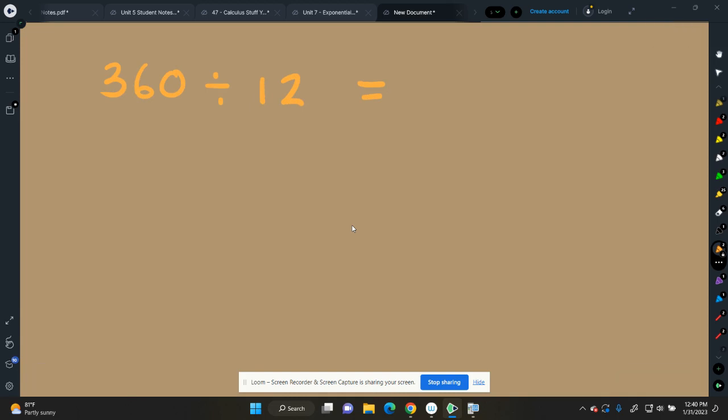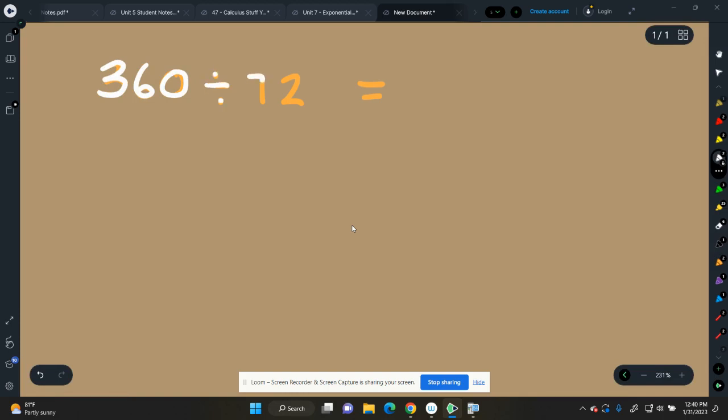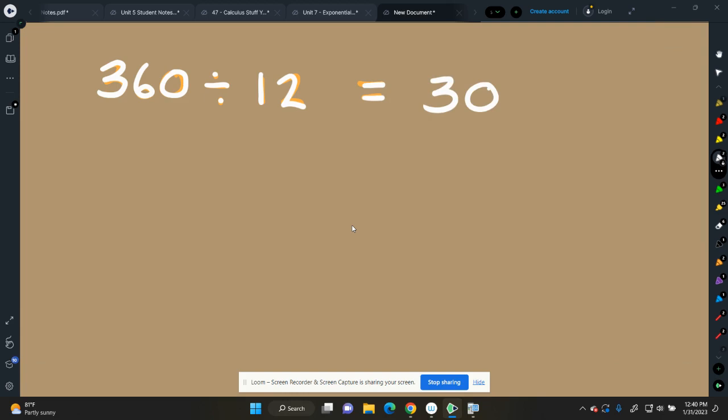Wow, you can't see that at all, can you? No, I can see it. Let's try and make it. 30. It equals 30. Okay. Are you sure you know? Are you sure? It equals 30. How do we know that it equals 30?